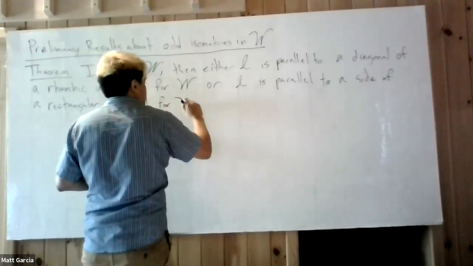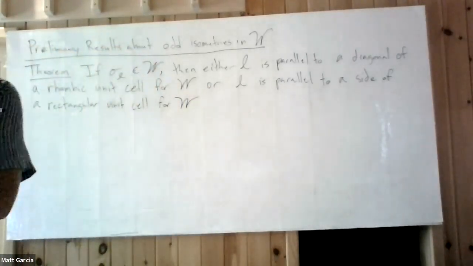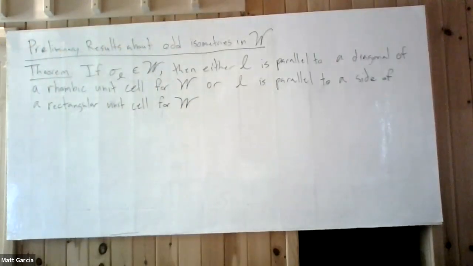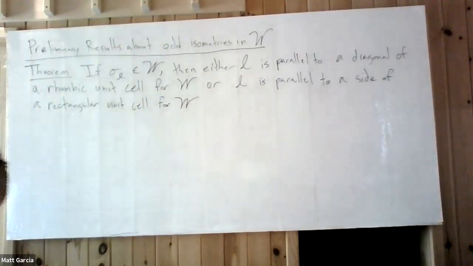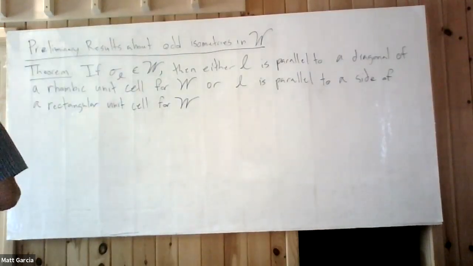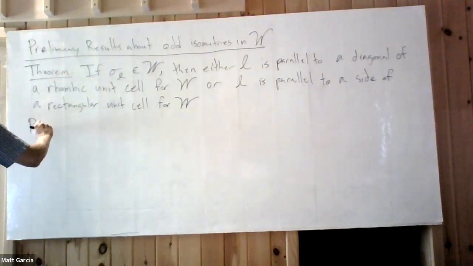For W. Okay? So in other words, if we contain a reflection, then we know that we must either have a rhombic translation lattice or a rectangular translation lattice. That's kind of a nice geometric thing to say. So let's attempt to prove this.